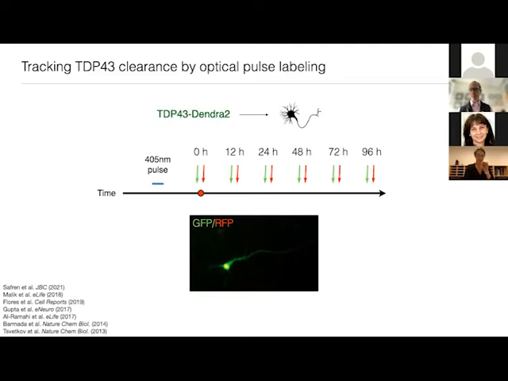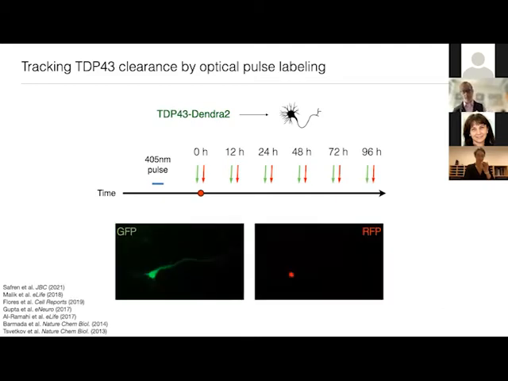And so this is what it looks like. You have a neuron that's labeled in green, but the TDP43 that's been photoconverted, which is usually a nuclear protein, we can see as that red signal. But over time, as we're not making any more of it, since we've pulsed with light, that protein is just degraded. And so we're able to track the fluorescence intensity of that protein in each individual cell and calculate a half-life for the protein in each cell.